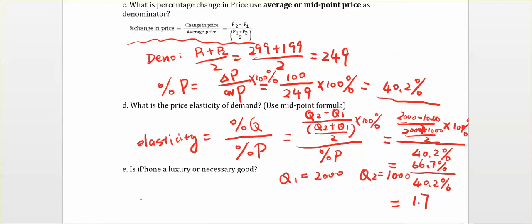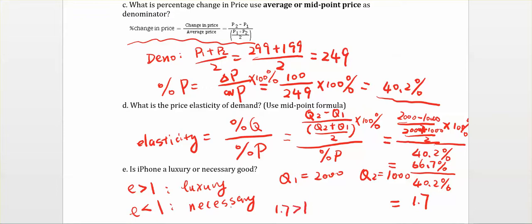Now let's look at the last question. Is the iPhone a luxury or necessary good? In last week's video, we know if the elasticity is larger than 1, it is a luxury. And if the elasticity is smaller than 1, it is necessary. So since 1.7 is larger than 1, we know the iPhone is a luxury good.